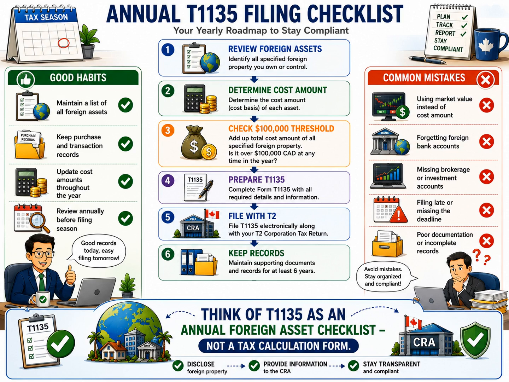The message at the bottom summarizes the entire process perfectly. Think of T1135 as an annual foreign asset checklist, not a tax calculation form. Every year, simply review your foreign assets. Determine their total cost amount. Check whether the reporting threshold has been exceeded. Prepare the form if required. File it on time. And maintain accurate records. If you consistently follow this checklist each year, T1135 reporting becomes a straightforward compliance exercise rather than a stressful tax filing task.